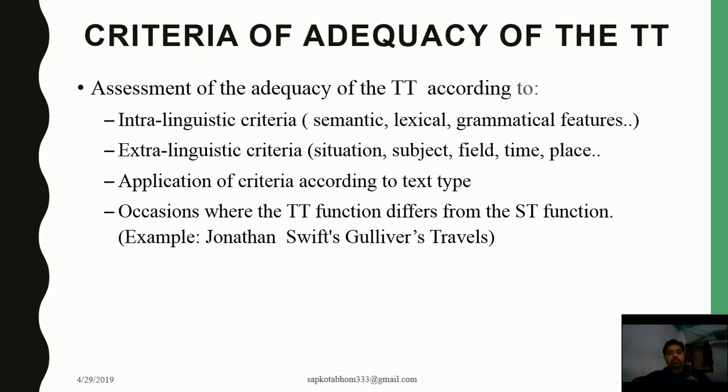Jonathan Swift had written Gulliver's Travels. It is a most famous work. In the past, Gulliver's Travels was read with a satirical eye for the political scenario at that time. But at present, Jonathan Swift's Gulliver's Travels is read just for entertainment, not for those satirical purposes. So the occasion might be different according to time, place, situation, etc. So these are the criteria which we can use to assess the adequacy of the target text according to the text type approaches.